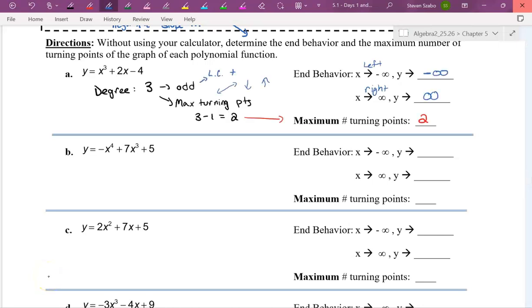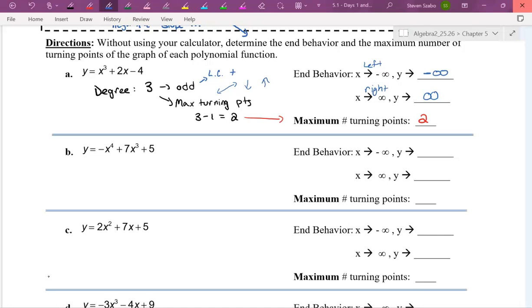So for part A, the degree is 3. Being an odd degree with a positive leading coefficient, the end behavior is like a line that has a positive slope, which means as x goes to negative infinity, the left, y goes to negative infinity, it's going down. As x is moving to the right, y is moving up. So as x goes to positive infinity, y goes to positive infinity.